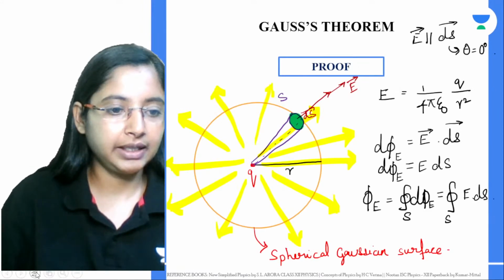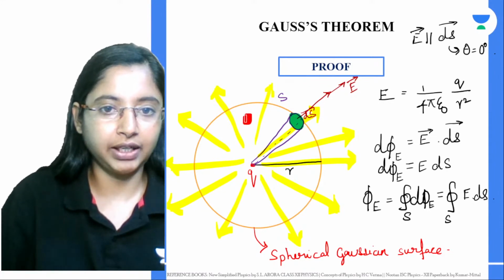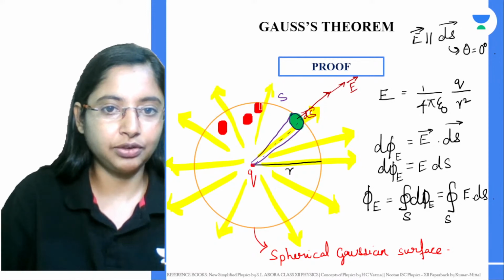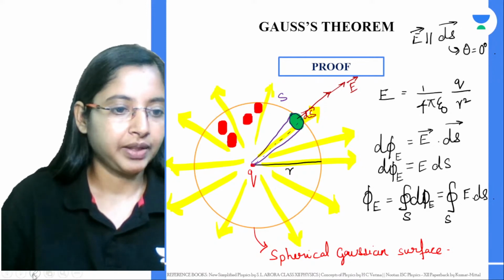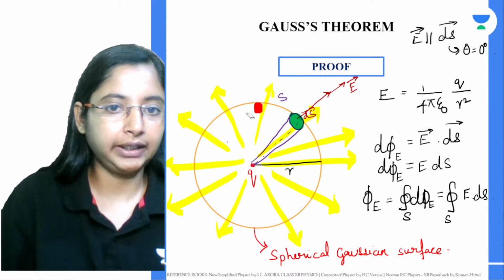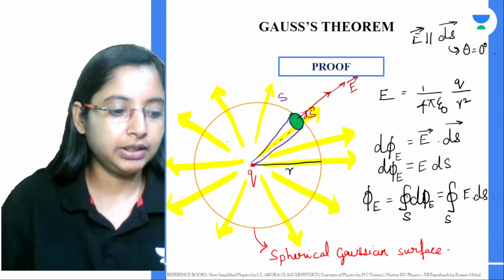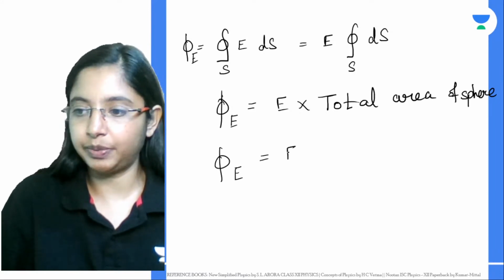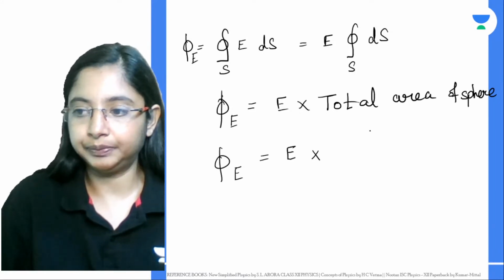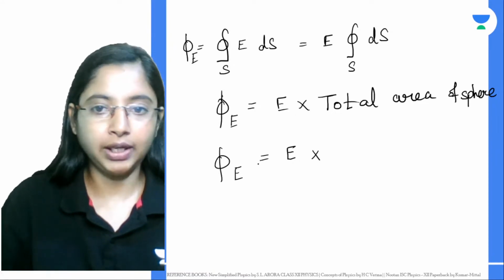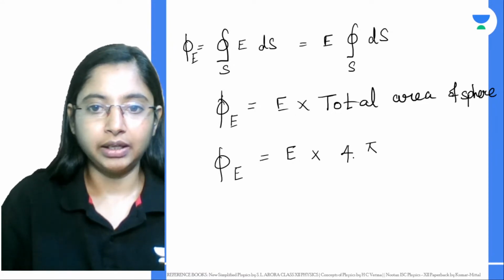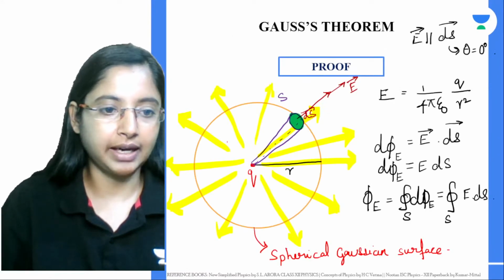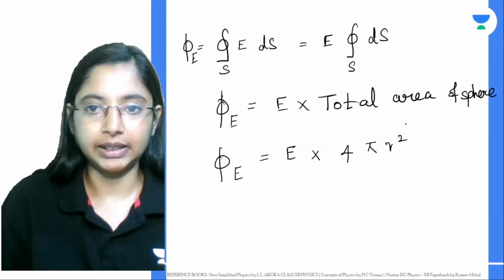This basically says we are taking a small area as ds, and like that we are taking another area ds over here, ds over here, ds over here. Like that we are taking multiple areas, and that will give you the entire area of the sphere, right? What is the total area of the sphere? It is given by 4 pi, and the radius is r, so this will be 4 pi r square. That is the total area of the sphere.